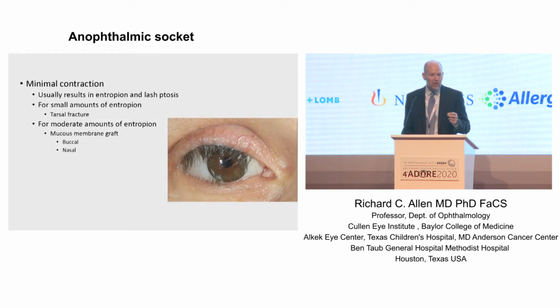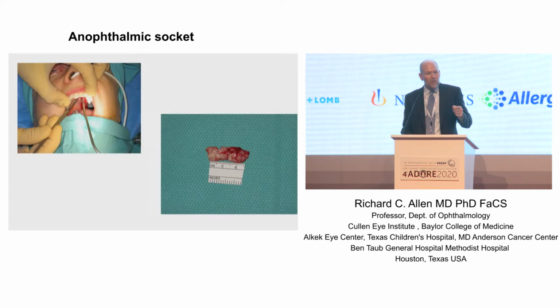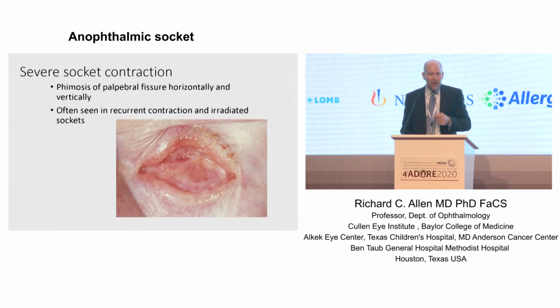With regards to minimal contraction, this usually results in entropion. Maybe you'll just see lash ptosis. So the patient will come in and you'll notice that their lashes are down a little bit. You could try a tarsal fracture, but sometimes we have to go to a mucous membrane graft or hard palate. I like hard palate, especially if it's for the lower lid. It gives me a nice firm graft, and I think that that's my go-to in these patients that have a poor inferior fornix.